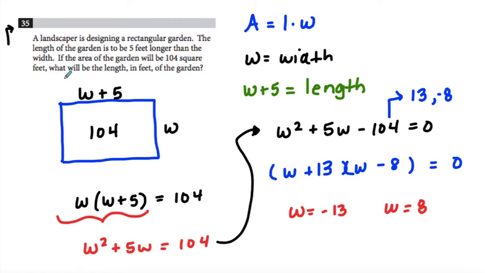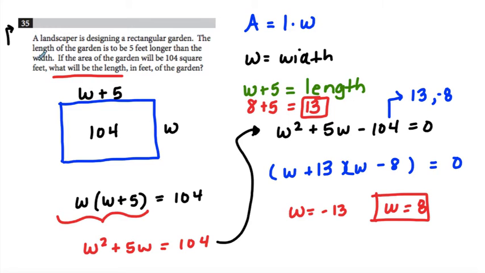But the question asks me, what will the length be in feet? This is the width. So to find the length, I have to add 5. So the length would be 13. And that would be the answer. And this is a free response question, so no multiple choice for you to choose from.